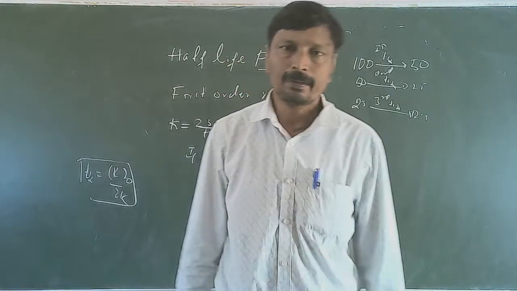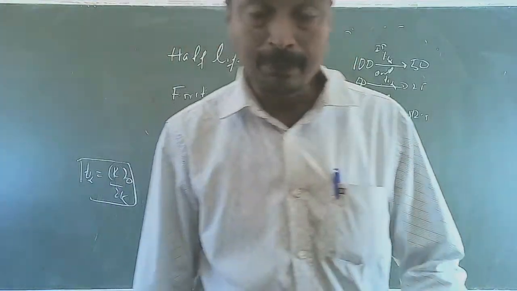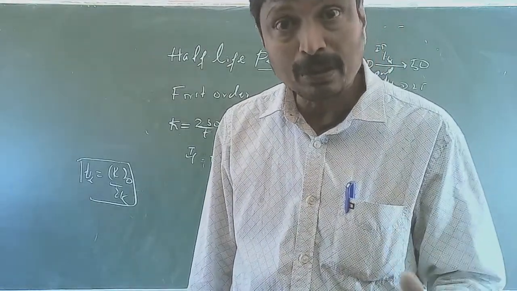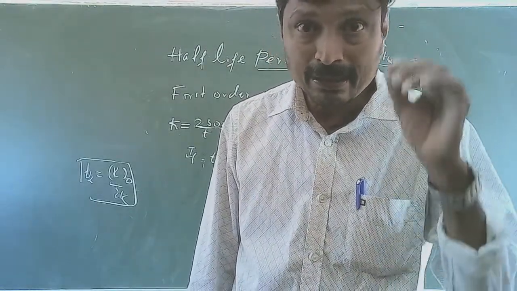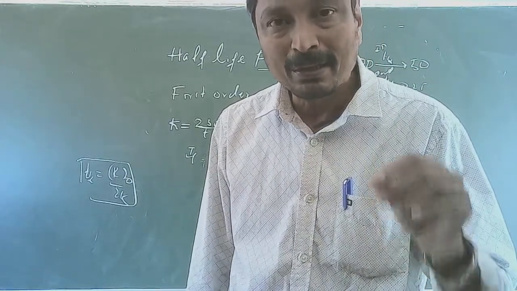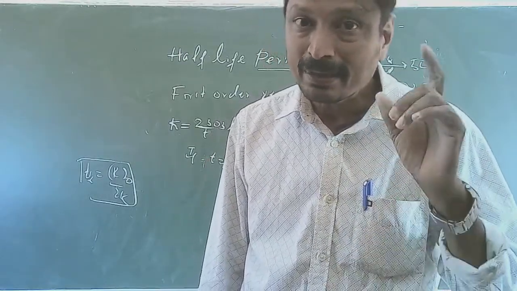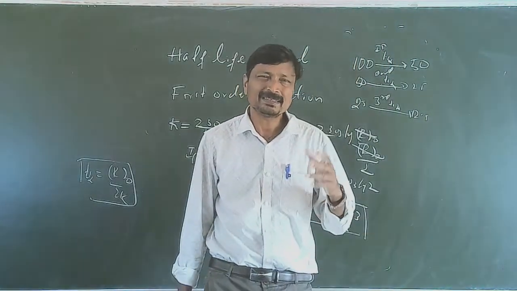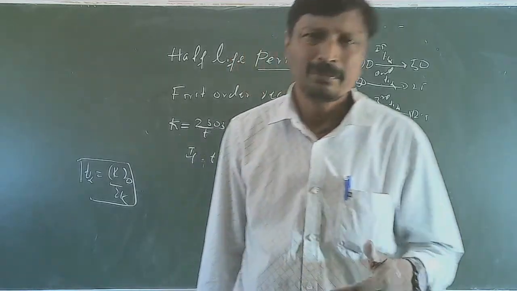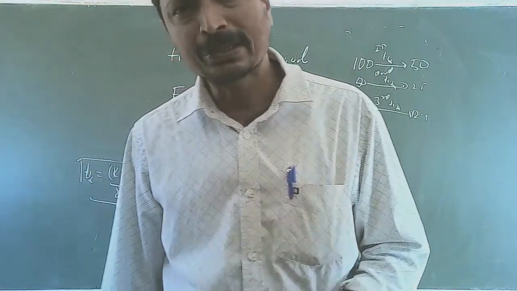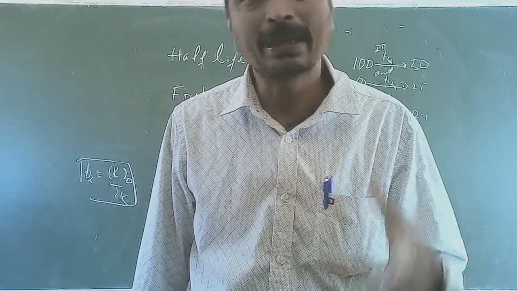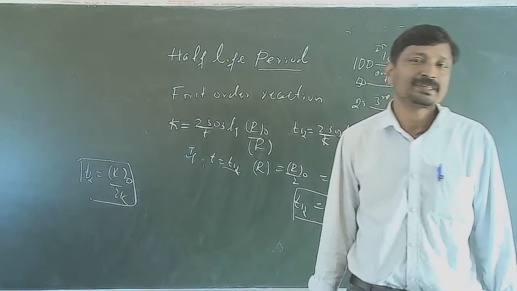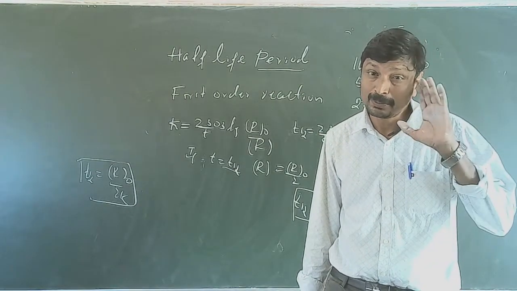Time required to convert the reactant 50% is equal to the time required for reaction of the next 25%, the time required for the reaction of the next 12.5%, the time required for the next 6.25%. These are the same. So the time needed for 100 to become 50 is the same as the time needed for 1 to become half. That is, the half-life period is independent of initial concentration. So this you have to remember.